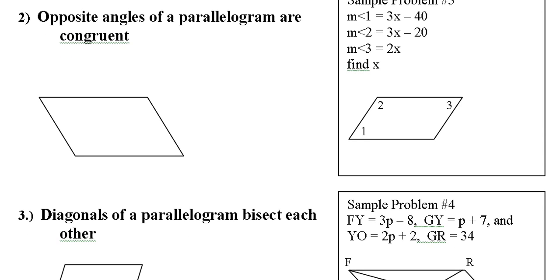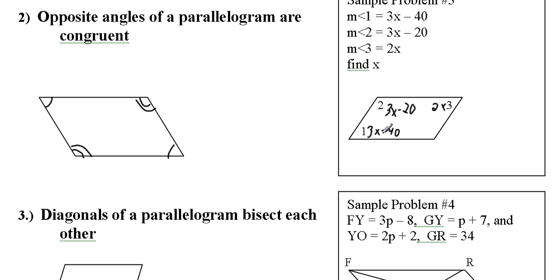Property number 2 says opposite angles of a parallelogram are congruent. That means this angle and this angle are the same measure, and these two angles are the same measure. So when we look at sample problem 3 here, we have angle 1 is 3x minus 40, angle 2 is 3x minus 20, and angle 3 is 2x.